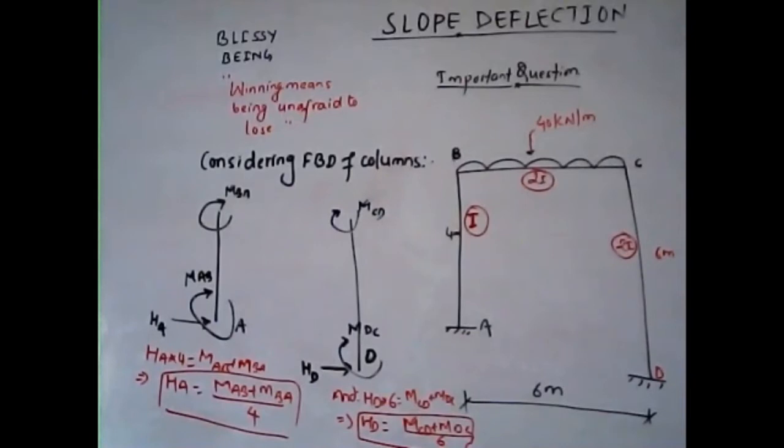So if you just solve this, HA into 4 equals, that is the anti-clockwise moment, that should be equal to the clockwise moment MAB plus MBA. So the horizontal reaction force occurring at A will be HA equals MAB plus MBA by 4. Likewise, SD will be equal to MCD plus MDC by 6.